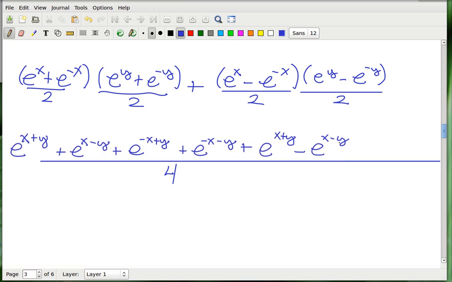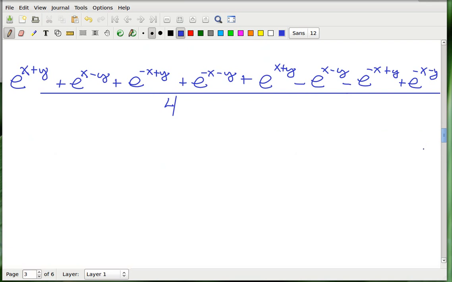So where did this x minus y come from? It came from outer. Now let's do inner. It gives me another minus. This time it's minus e to the minus x plus y. And the very last thing here is plus, because minus minus, and it's going to be e to the minus x minus y.